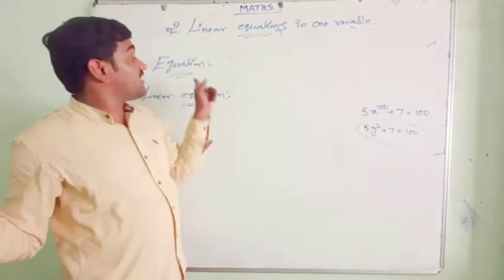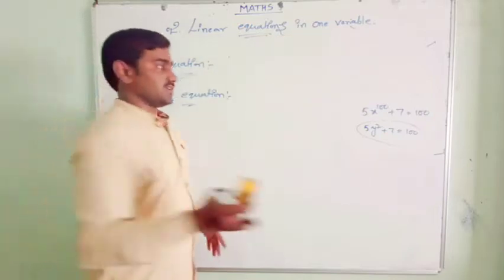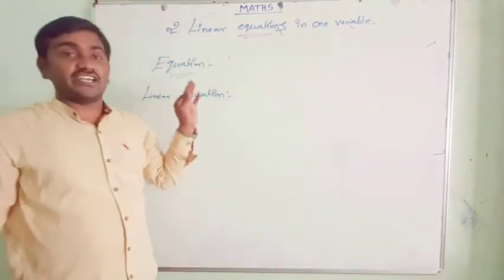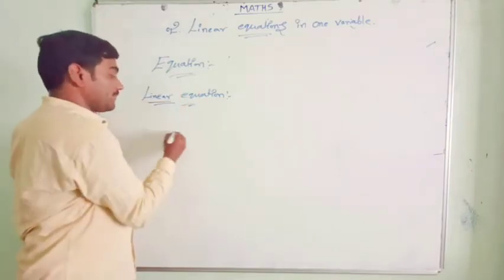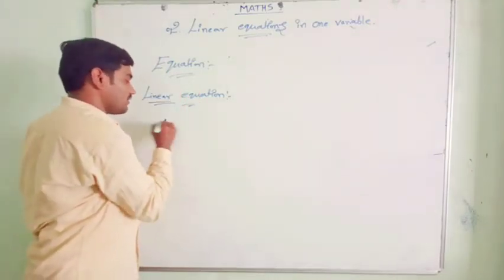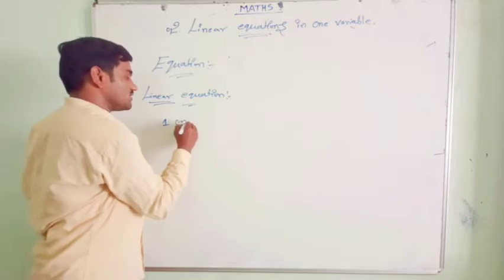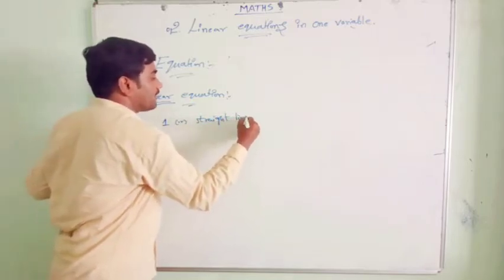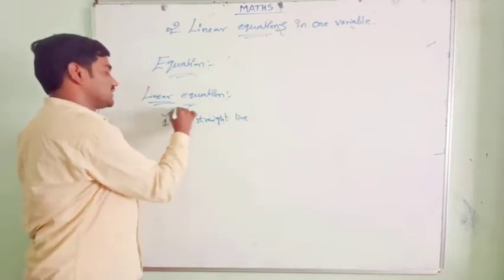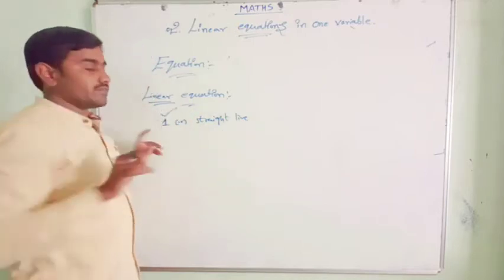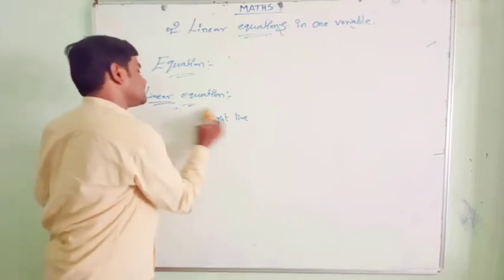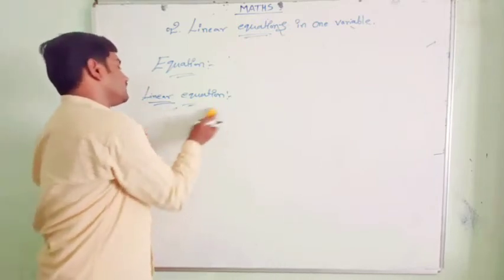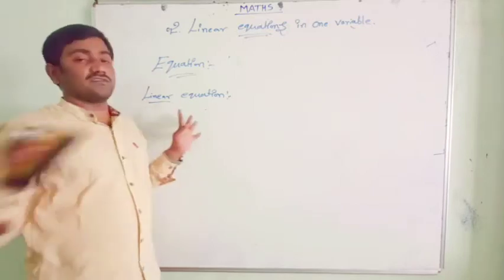But what is the meaning of linear equation in one variable? Let us learn. Linear is nothing but a straight line. So here we take linear in the sense of 1. Normally the linear meaning also becomes a straight line like this. Then let us see linear equations.